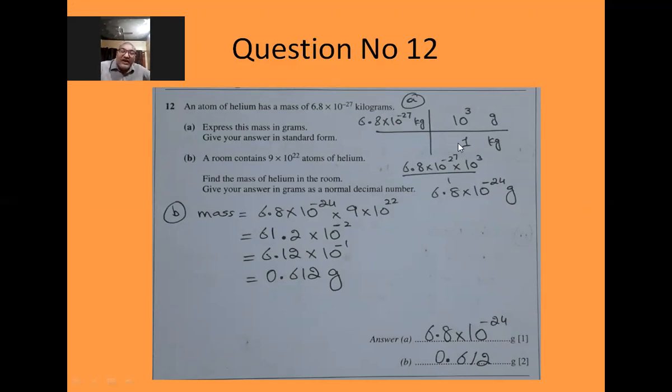We know that in 1 kg, there are 1000 grams. So 1 kg is equal to 10 to the power 3 grams. So kg will be cancelled. So you are left with 6.8 exponent minus 27 into 10 to the power 3. So it will be 6.8 exponent minus 24 grams.